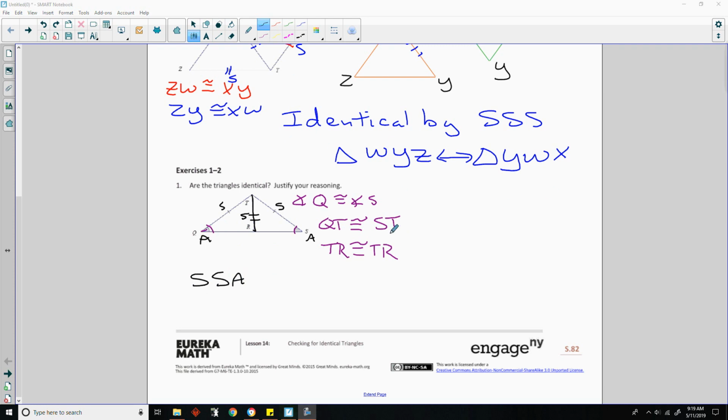All right, so now I have to justify something here. What do I say? The triangles are not necessarily, they could be, they're not necessarily identical.